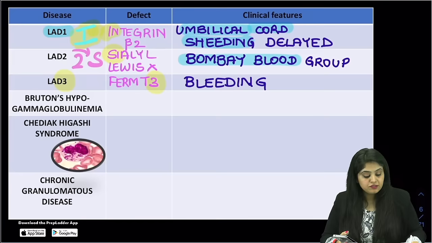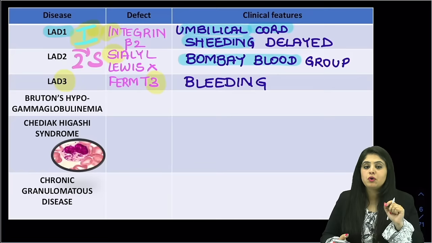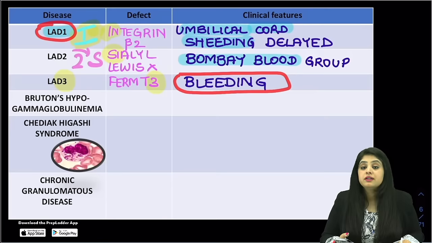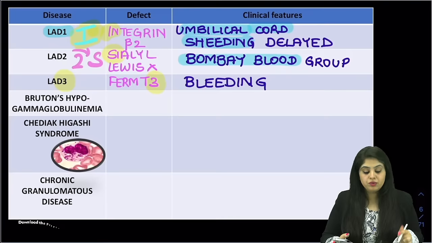Now I want to give you a word of caution, because in the exam all of us get so excited when we read the words umbilical cord that we forget to read what has happened to the umbilical cord. If they say the umbilical cord did not shed off, did not fall off, that is LAD 1. But if there's umbilical cord bleeding, any bleeding will become LAD 3. So don't just jump to your answer with umbilical cord alone. What is happening to the umbilical cord? That is very, very important, okay? So the three LADs are done.